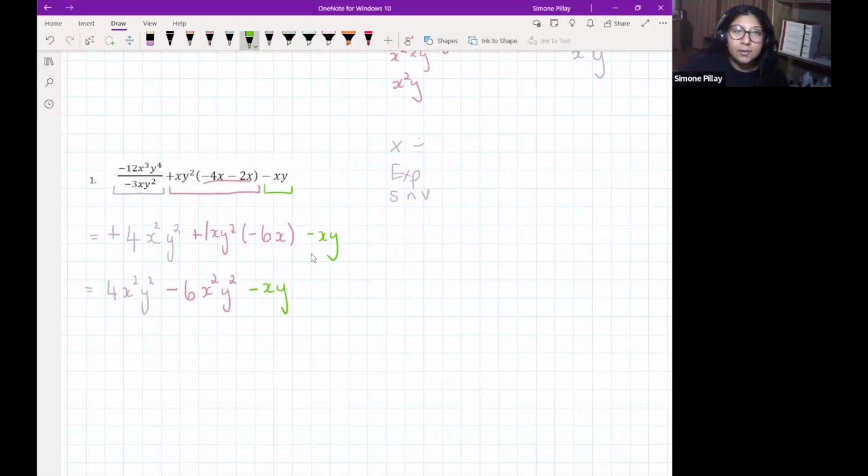Do I have like terms? Yes, I do. x squared y squared, x squared y squared. I can then say 4 minus 6. If we go on our number line, we would have gotten negative 2x squared y squared. Itandile, I'm not sure exactly your answer, but this is the answer. And then we can bring down our green little bit. And that is that.